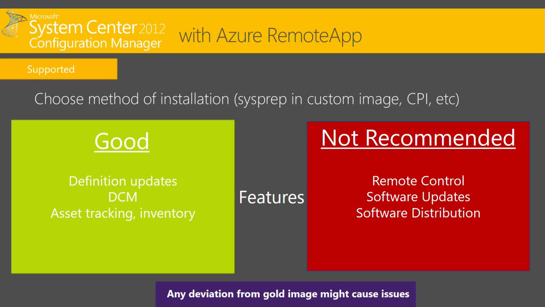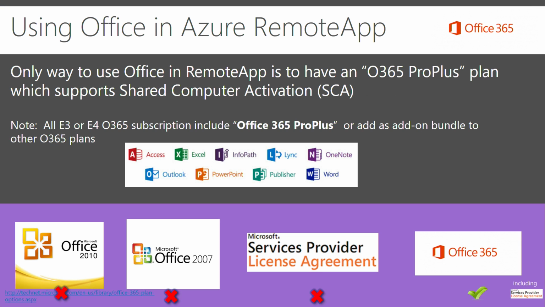So if you're doing software updates, patch the gold image. If you need to make changes to your applications, patch the gold image. Create another gold image or update it and go through that process again. Definition updates, certainly keep them up to date and publish them. But we do not recommend that you use software updates or software distribution to those because they are non-persistent. Kind of make sense? Yep. I see head nods.